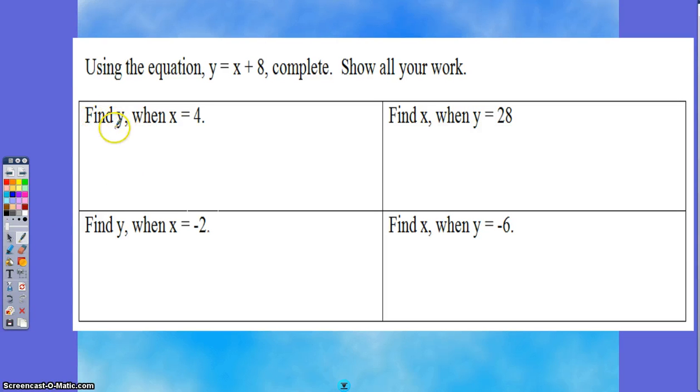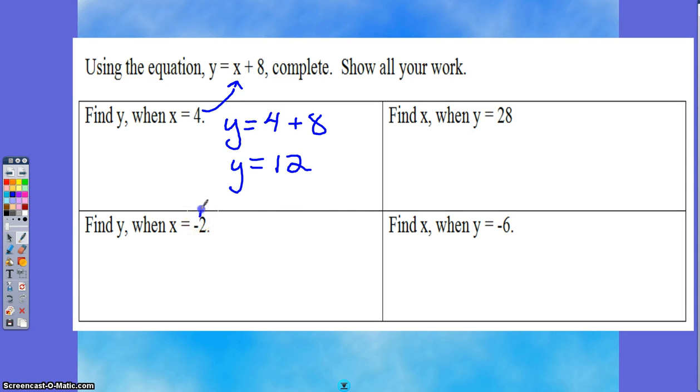So first one, find the value of y when x equals 4. Alright, so I need to put a 4 value in that spot. So y equals 4 plus 8. Well, that's pretty easy to do. I can figure out what y is by just doing 4 plus 8. So y equals 12.